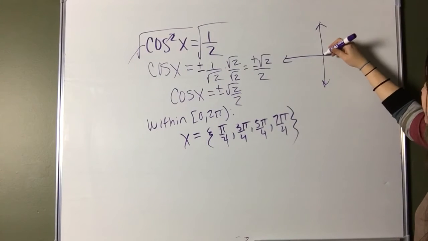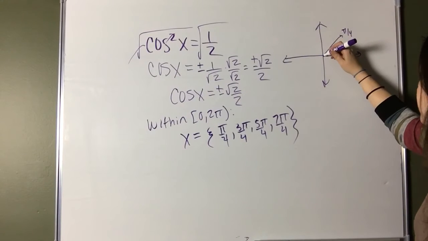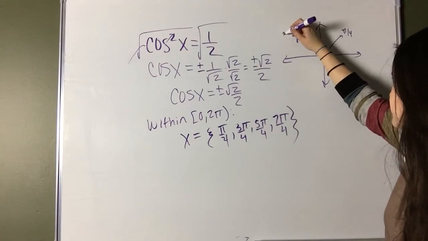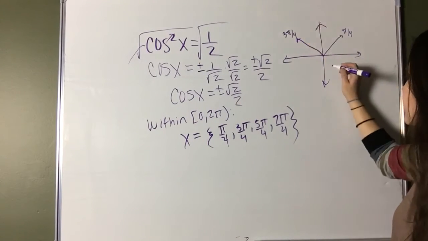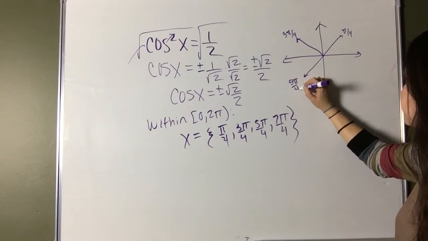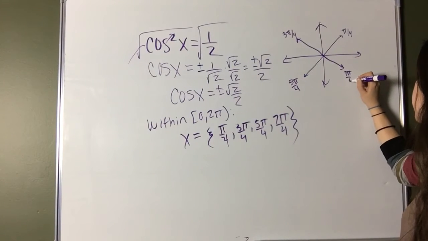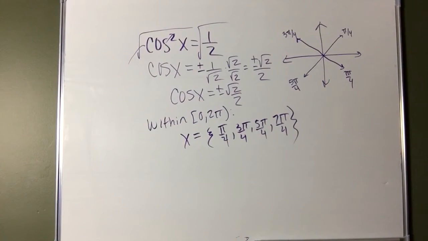Pi over 4 is smack dab in the middle here, right? 3 pi over 4 is smack dab in the middle here. 5 pi over 4 is right in the middle here. And 7 pi over 4 is right in the middle here. Okay, do you notice a relationship between these?